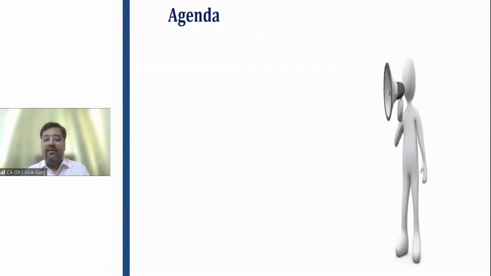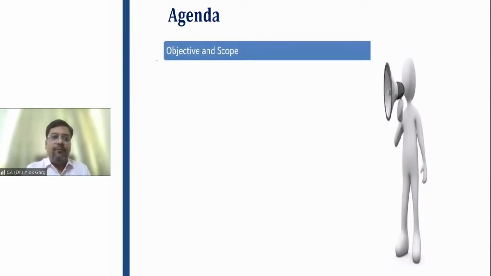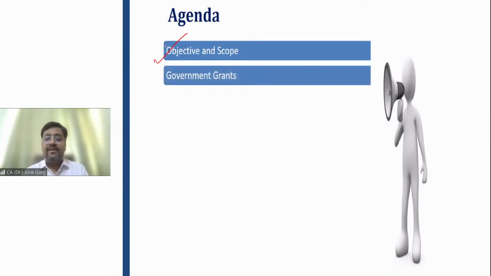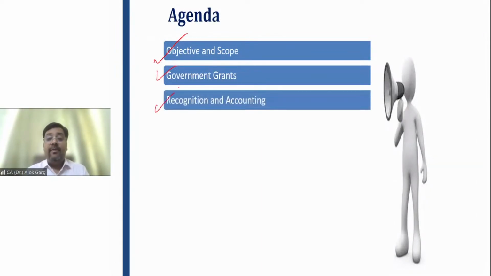Now coming to the agenda. What is the agenda of this standard? And Ind AS 20 we will be completing in one class only. So today we will complete this standard. First, objective and scope. We are going to talk about the objective and scope, why this standard has been issued, and it is crystal clear that this standard facilitates the accounting and reporting requirement of government grants, right? Then we will be discussing what is meant by government grants. Third, we'll be talking about the recognition and accounting of government grants. If a government is providing a support, how that support will be accounted for.